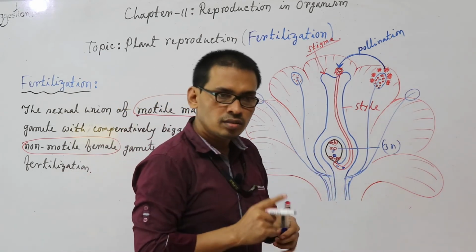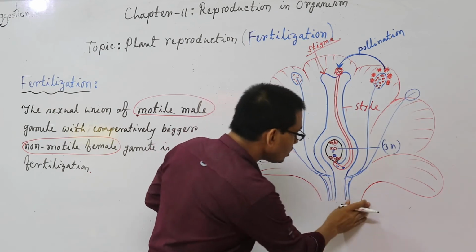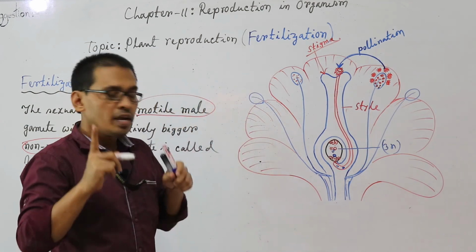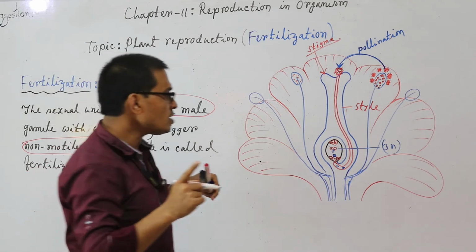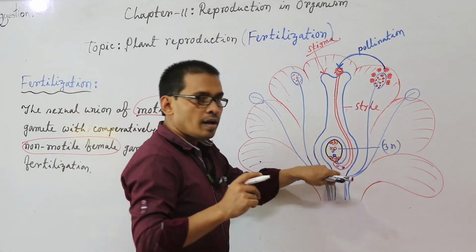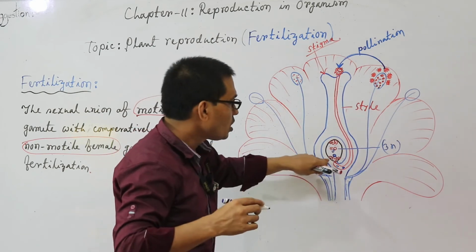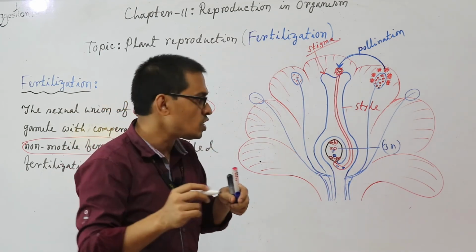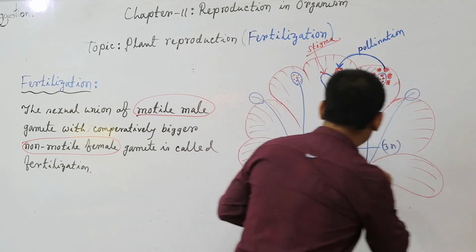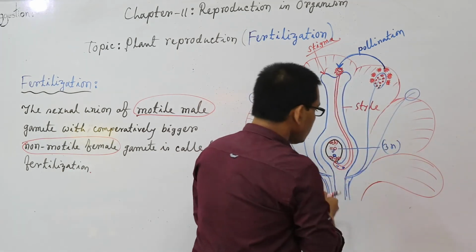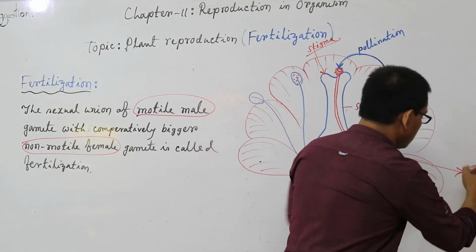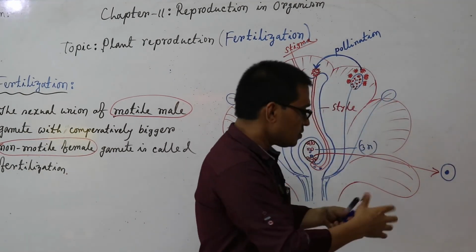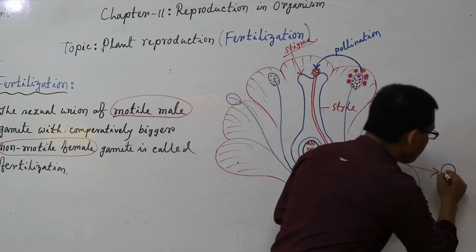After fertilization, formation of the embryo and endosperm occurs simultaneously. After fertilization, the zygote basically takes some rest and then starts to divide by the process of mitosis. This is the zygote. It divides. The zygote divides transversely.